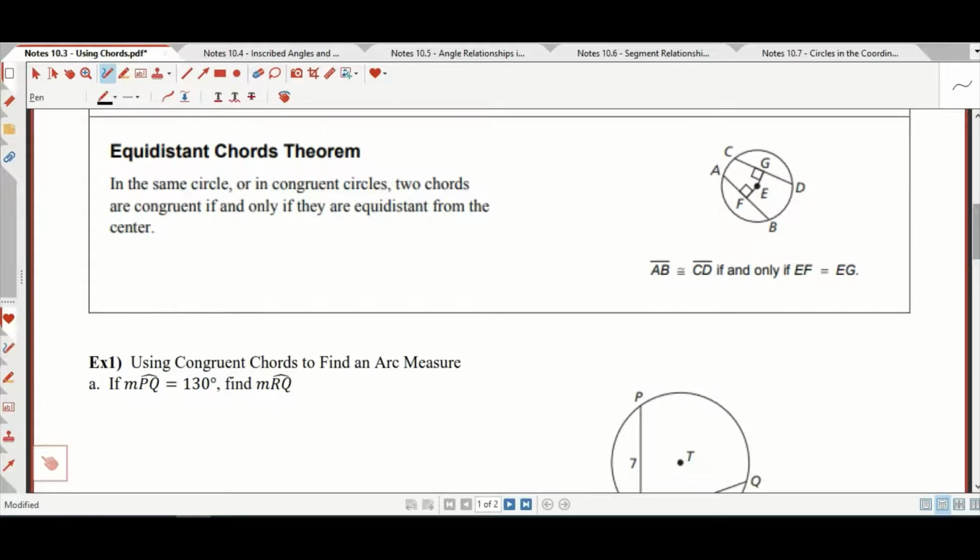And finally, equidistant chords theorem. In the same circle or in congruent circles, two chords are congruent if and only if they are equally distant from the center. That is, if you can draw a right angle from the center to here and the center to here, these two distances need to be the same. And if that's true, then these two chords are going to be congruent.